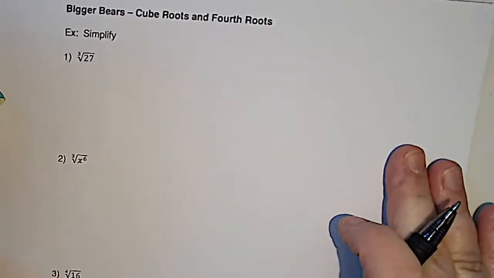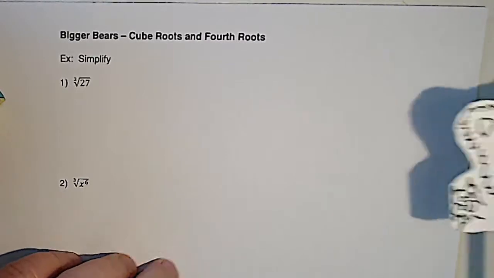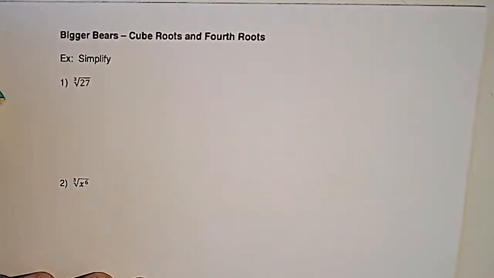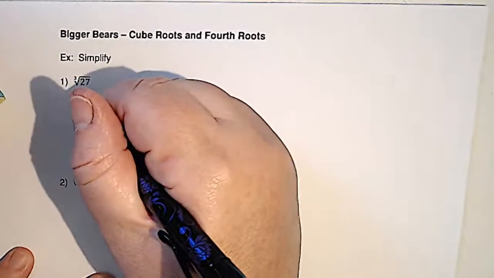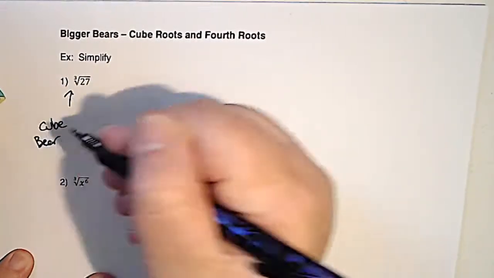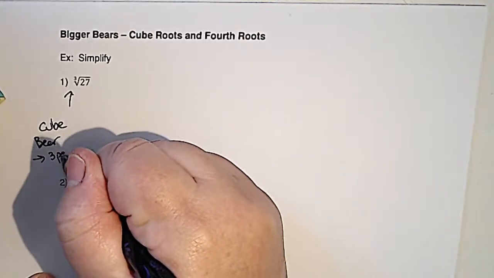Bigger bears. Now, I only have one bear puppet. I should have a bigger bear. I don't. Just imagine it's bigger. I'll put it closer to the screen so it's bigger. Much bigger bear. Okay, so this is a cube bear. A cube bear means 3 people run.